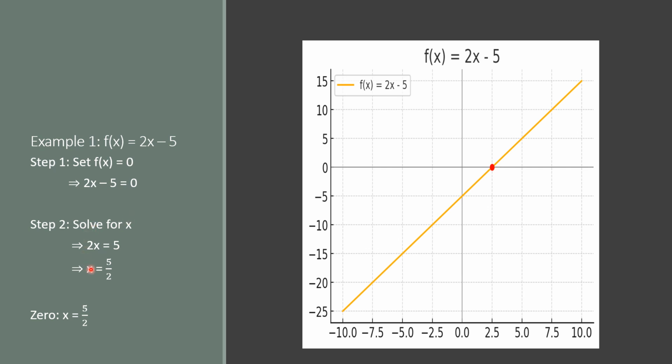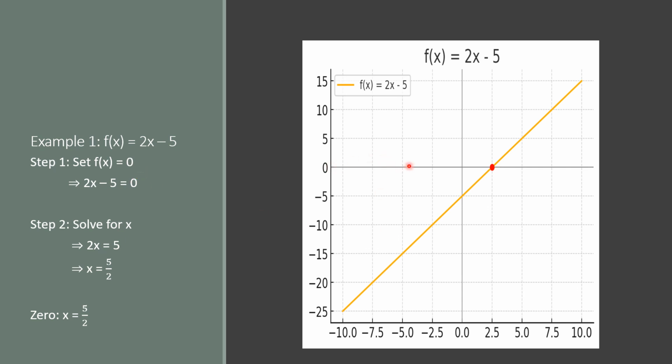So solving for x, 2x equals 5, because the 5, which is negative, crosses the equal sign and becomes positive. Making x the subject, x is equal to 5 over 2, that is 2.5. So the zero of the function f of x equal to 2x minus 5 is x equal to 5 over 2. Why? Because when you substitute x as 5 over 2 into the function 2x minus 5 as the input, then the output will be 0.